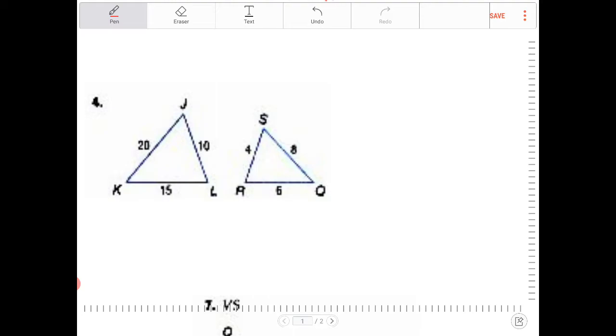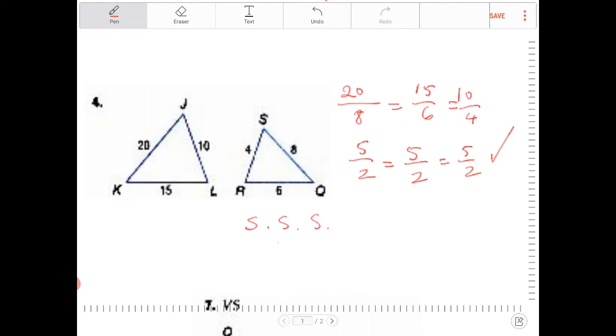Okay, now we're going to compare the longest side, which is 20, to the longest side in the small triangle, which is 8. Is this going to hold true for 15 to 6 and 10 to 4? Well, 20 to 8, the greatest common factor is 4, so this will be 5 halves. Greatest common factor between 15 and 6 is 3, so it's going to be 5 halves again. Greatest common factor between 10 and 4 is, again, 5 to 2. So yes, this is going to be a side-side-side similarity.